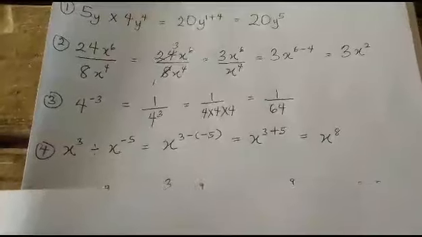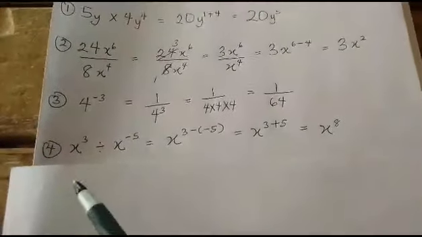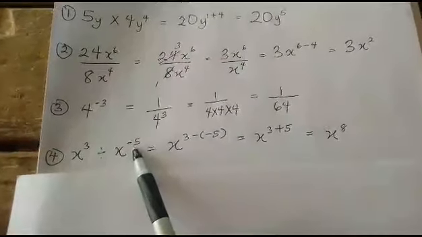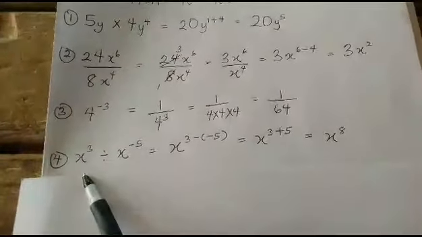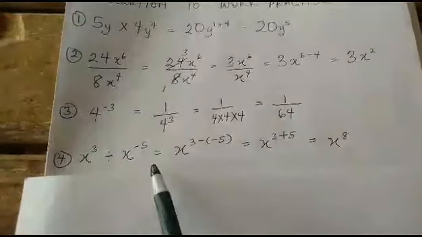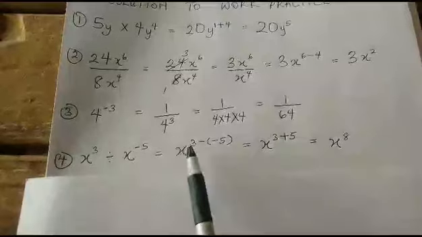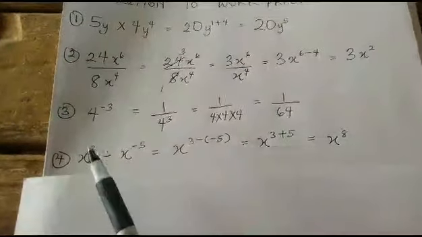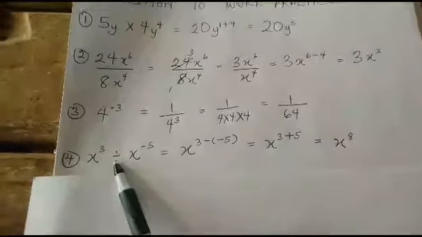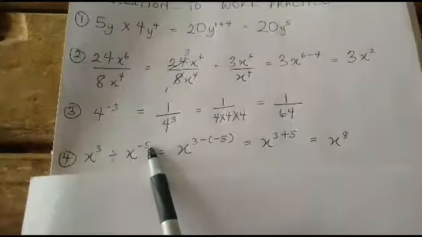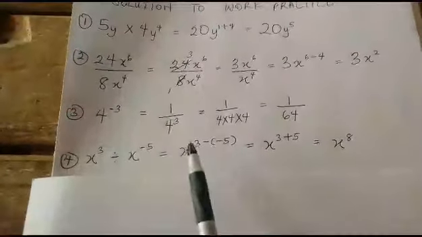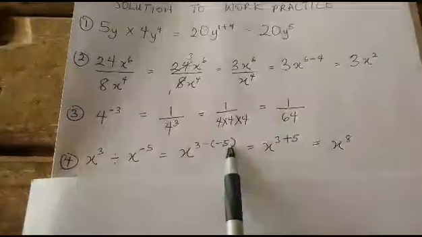Then let's move on to number 4. Number 4 is x raised to power 3 divided by x raised to power minus 5. So when you talk of division in indices, what you need to do is to subtract the powers. So this is x raised to power 3, and because of this division, we say minus this minus 5.